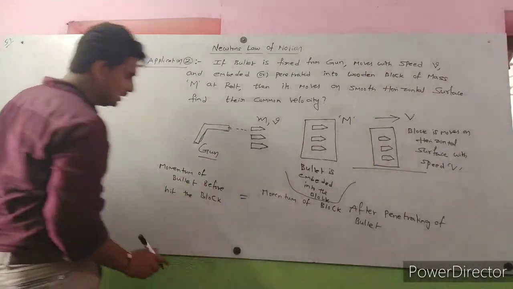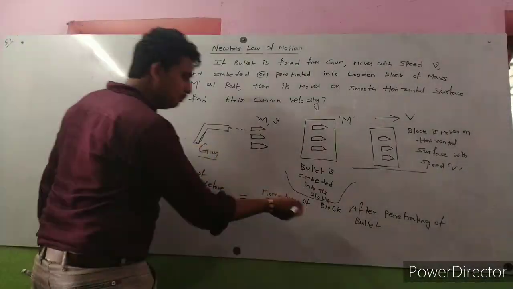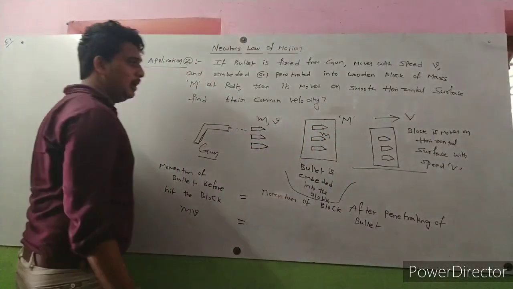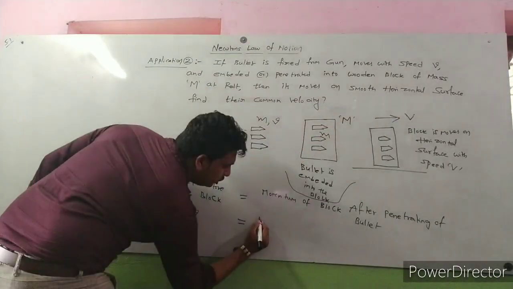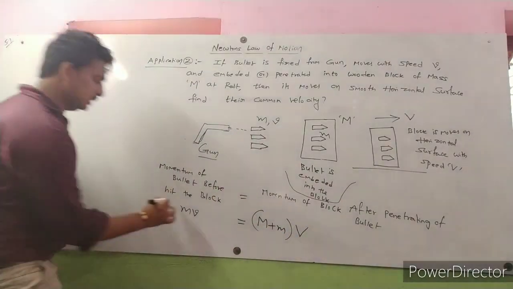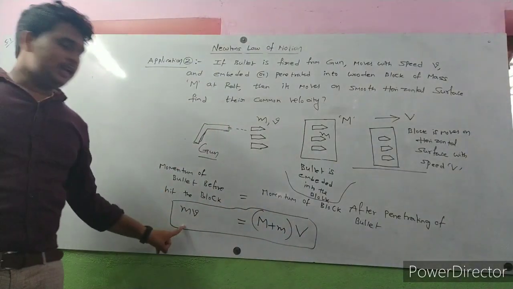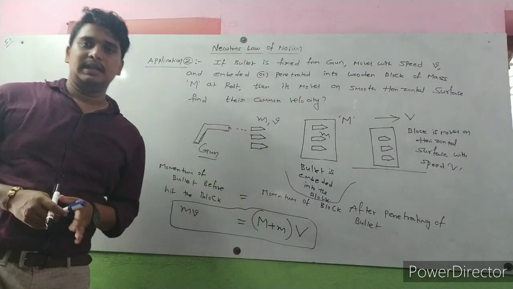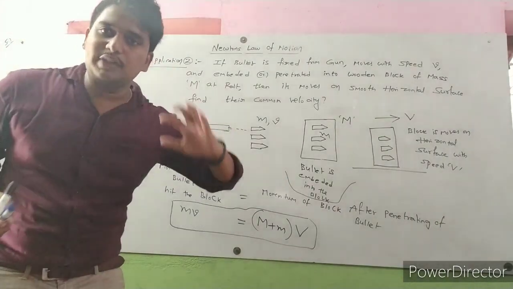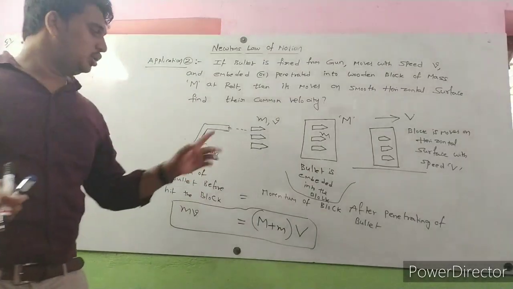The momentum of the bullet before hitting the block is small m into v. The momentum of the block after penetrating, with the bullet mass and this block mass, is equal to capital M plus small m into the common velocity V. So this is very important. Finally we got small m into v is equal to capital M plus m into capital V. Before hitting the block, the momentum of the bullet is small m into v. After the bullet penetrates the block, the momentum is capital M plus small m into capital V.